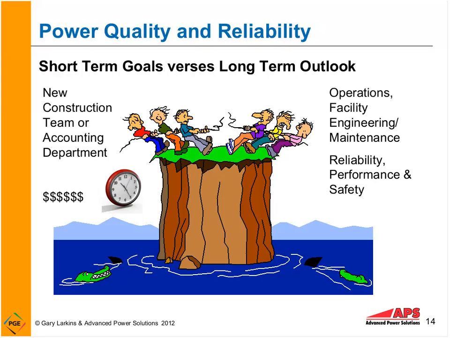On the other side of the equation, and it's kind of a tug of war, you have operations, facility engineering, maintenance. They're focused on reliability, making these systems work that may have been designed around low cost initially without taking into account how this is going to operate in the long run. I would always suggest that if there's an existing facility, the folks in operations or facilities engineering get involved with the new construction team or accounting to help guide what equipment is installed.